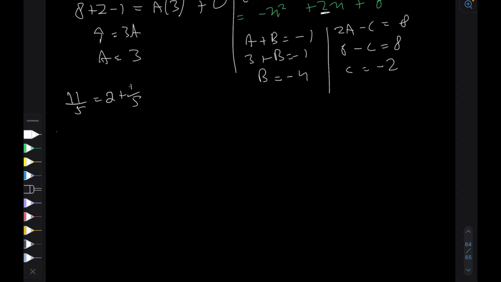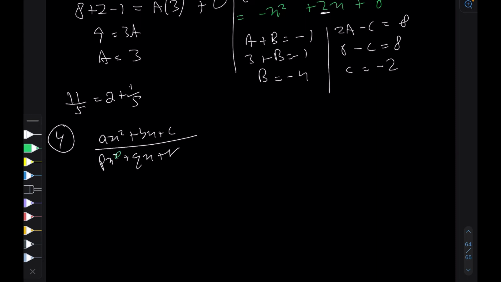So case 4 are improper fractions in which the degree of the numerator is equal to the degree of the denominator, at least for our syllabus. For the formal definition, any time the degree of the numerator is greater than or equal to the degree of the denominator, it is an improper fraction. So something like, let's say, ax squared plus bx plus c divided by px squared plus qx plus r. They're both quadratic. The degree of both of them is 2.